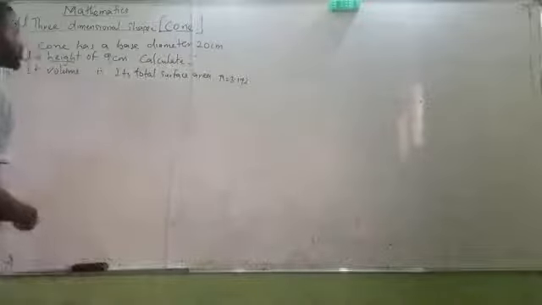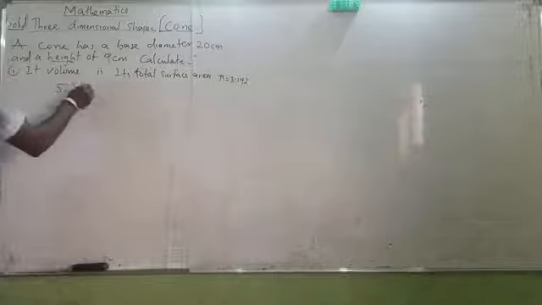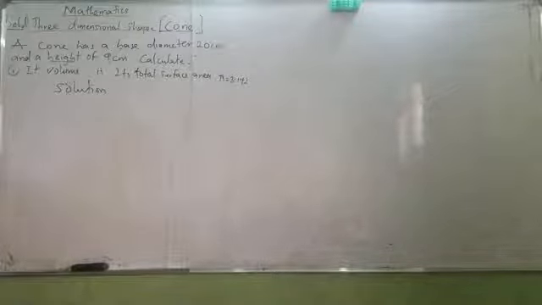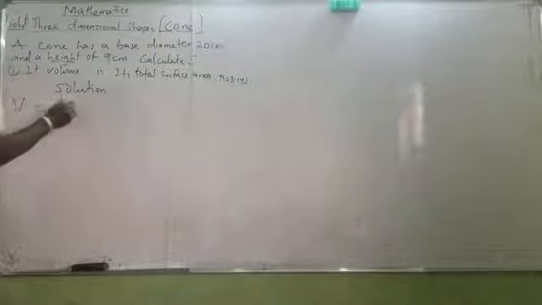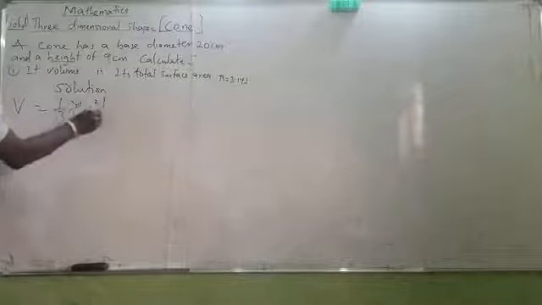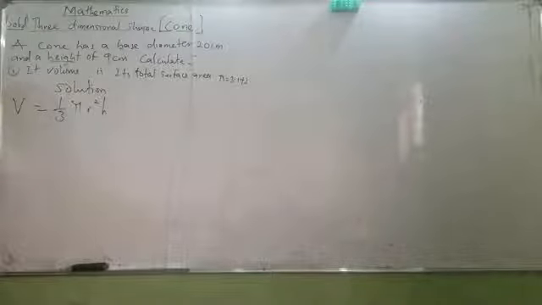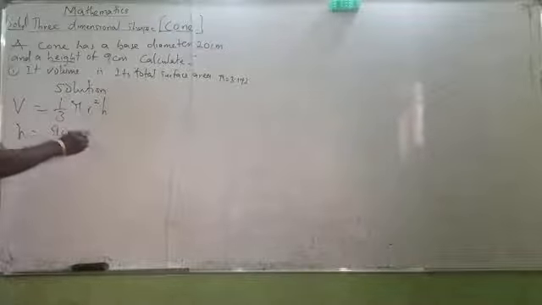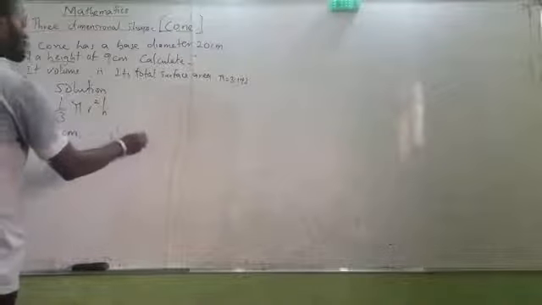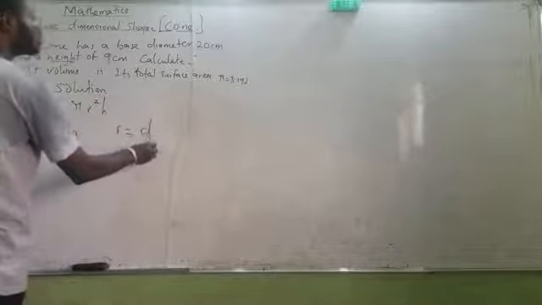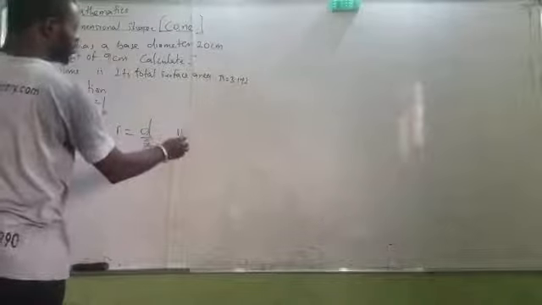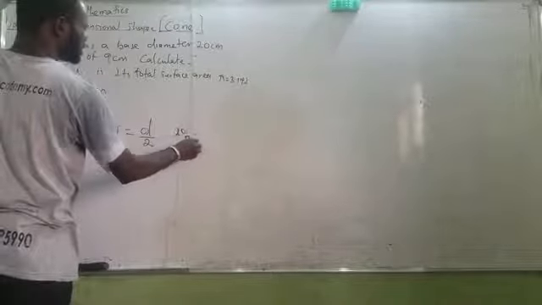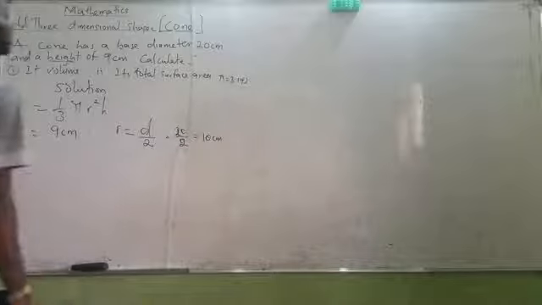Now, I just want us to solve this. Solution to this problem: the first one is volume. My volume is one third pi r squared h. Now, my h is given as 9 centimeters. My radius will be equal to diameter over 2, which is 20 over 2, which equals 10 centimeters.